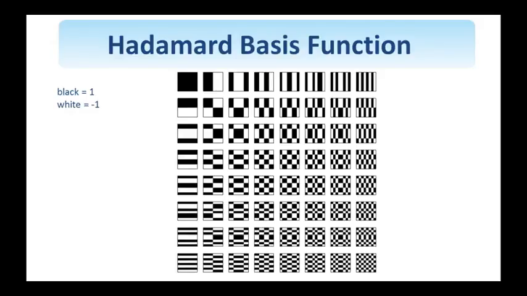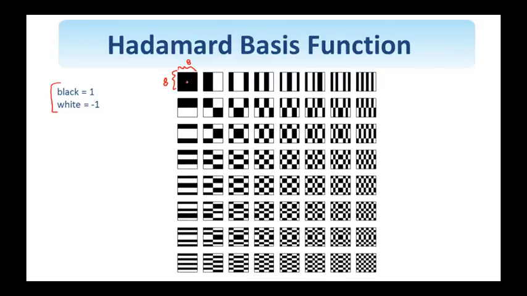Here we show the 64 8x8 Hadamard basis functions. Here's the interpretation of the colors, only 2 values, plus and minus 1. So it's a similar description as with DCT. I should mention that in both cases these bases are orthonormal.